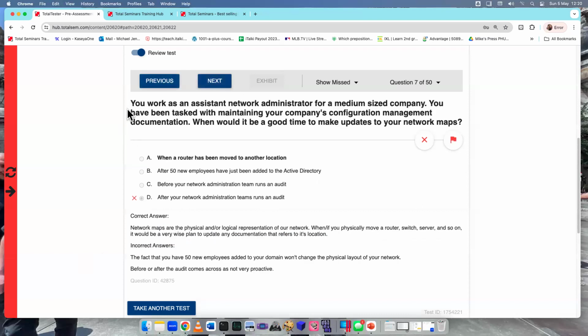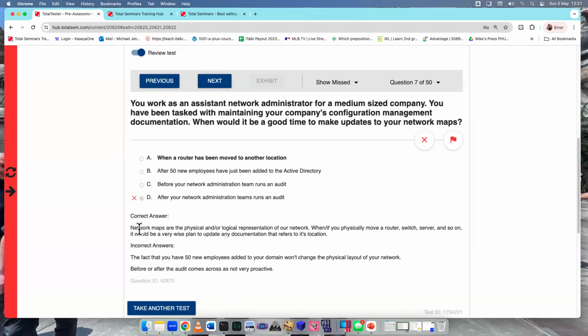Okay, number 7. You work as an assistant net admin for a mid-sized company. You have been tasked with maintaining your company's configuration management documentation. When would it be a good time to update your network maps? I said after your network admin team runs an audit, but the answer is when a router has been moved to another location. So I guess when you make changes, you need to update it.